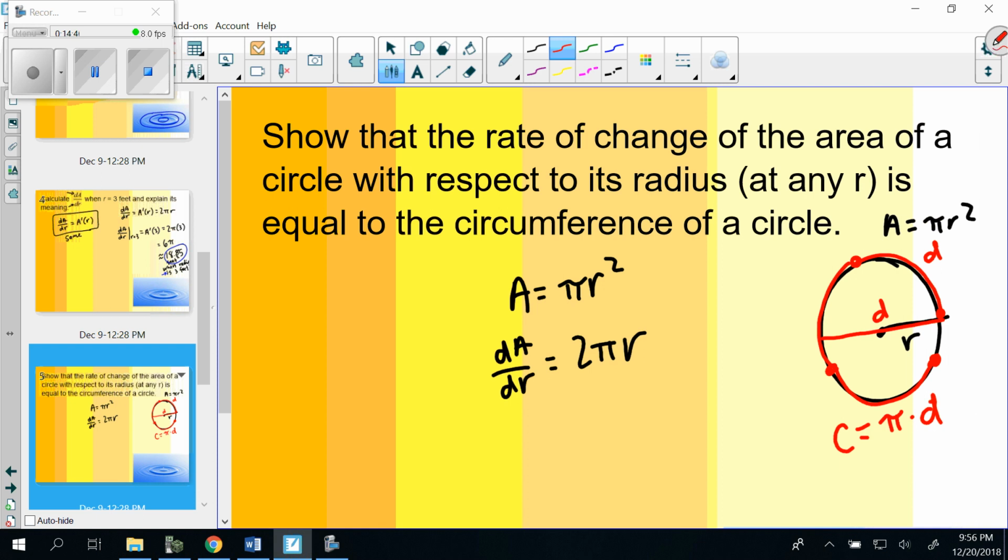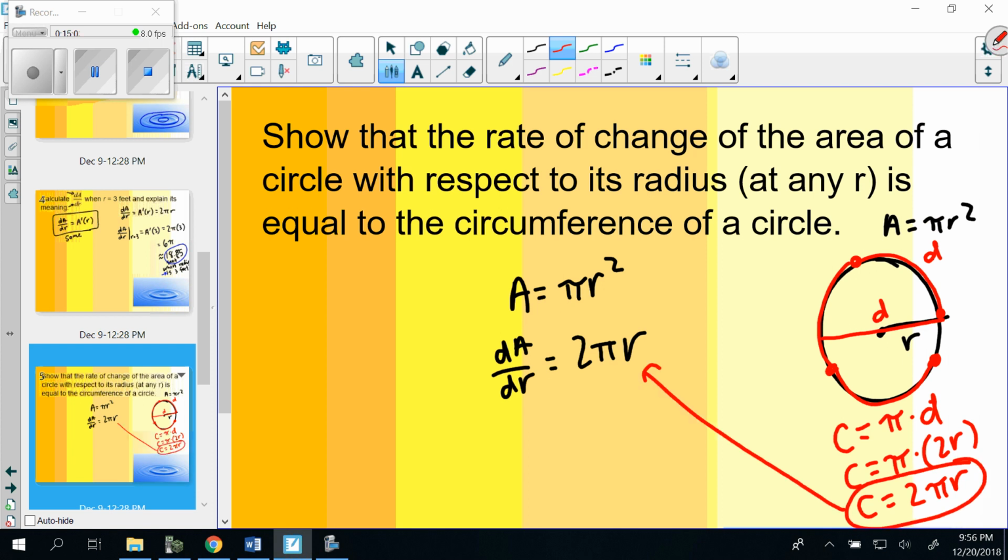Well, also, what do we know diameter is the same as? Diameter is equal to 2 radiuses, so circumference is also pi times 2 radiuses, and that is the same equation that we have here. Circumference is 2 pi r, and the change in area with respect to the radius is also 2 pi r. And that's not a coincidence. There's a lot of stuff with circles like that, and that's where some of these equations come from, as we'll start seeing as we get farther into calculus here.